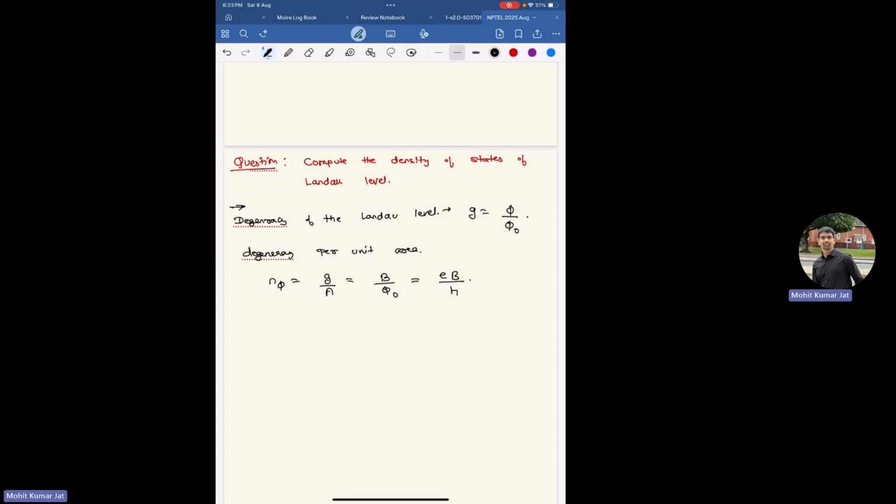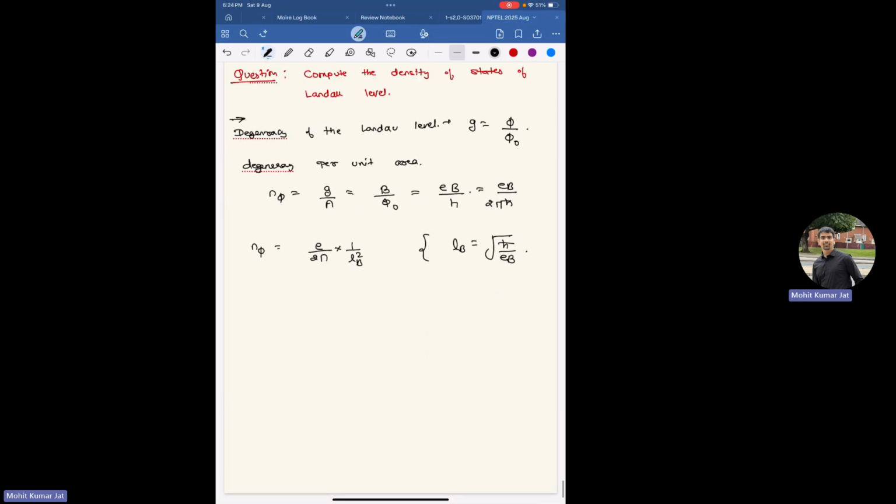Remember, h by eB, or h bar by eB, I can write as eB by h bar into 2 pi. h bar by eB is the magnetic length squared, right? So you can write n phi as e by 2 pi times 1 by LB squared, where LB is the square root of h bar by eB. This is the magnetic length. This is basically the spread of the Gaussian of your Landau levels, the magnetic length.